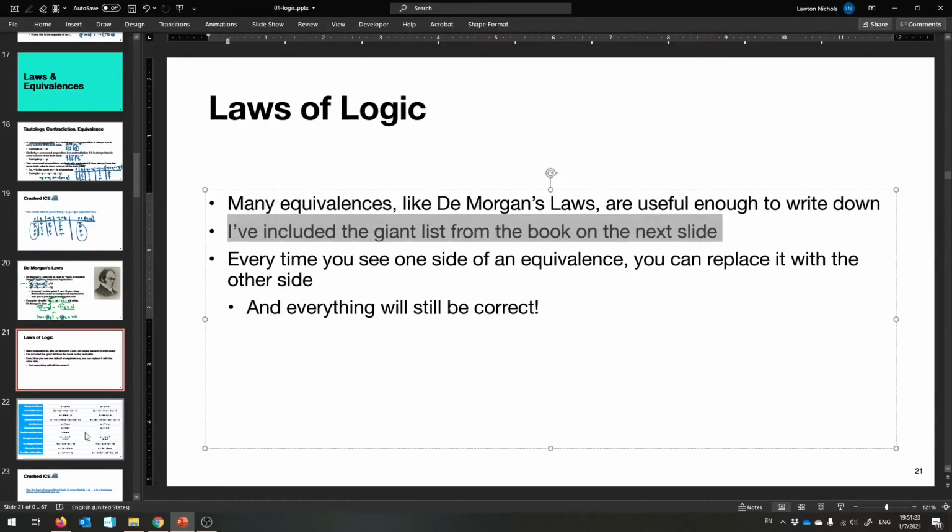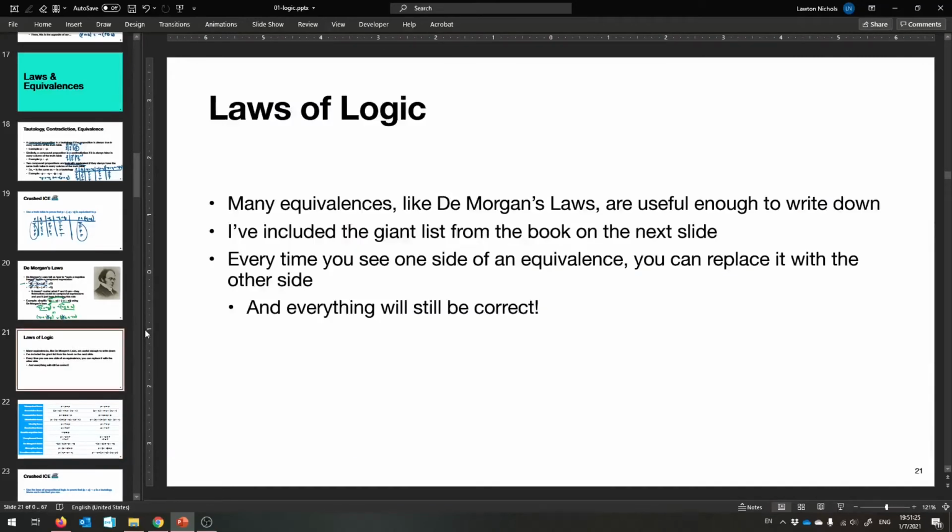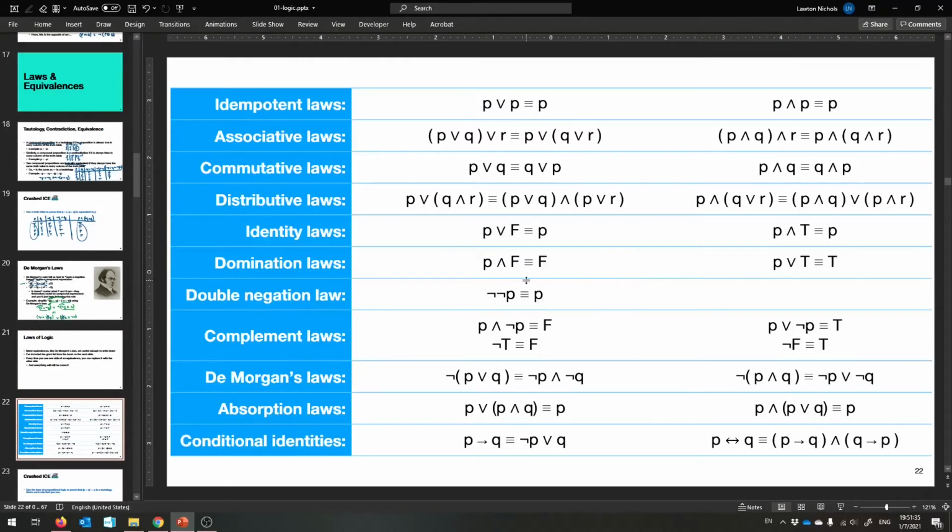Okay, so the list from the book, that is huge. It's on the next slide. Here it is. Look at it. We'll look at it in a second. But the idea is that every time you see one side of an equivalence, you can replace it with the other side, and everything will always still be correct and equivalent. And the reason is because it's true. Somebody's proved these biconditionals, making sure that they're tautologies.